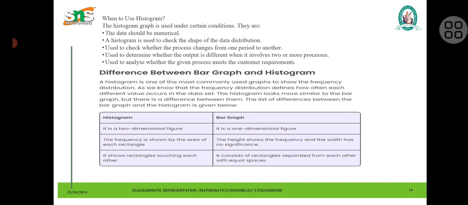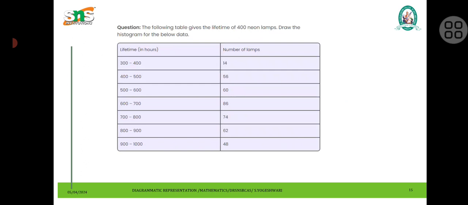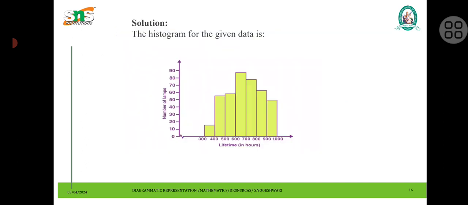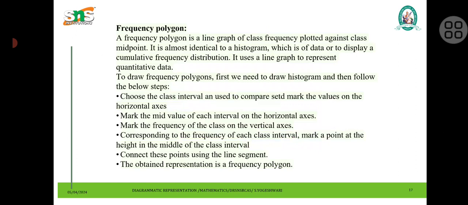So this is the difference between a bar graph and a histogram. Next, the question is the following: lifetime of 400 neon lamps. Draw the histogram of the below data. Lifetime in hours is on the left side and number of lamps is on the right side. The histogram for the given data is this one. The first class, 300 to 400, is 10 percent.